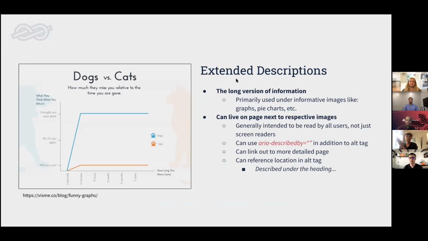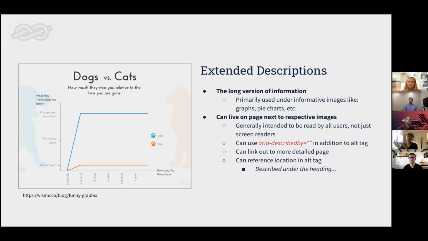Moving on to extended descriptions. Extended descriptions are a variant of alt text. You normally want to use it in addition to alt text whenever you have an image that just has a lot of data packed into it. Say any graph, any pie chart, maybe even an image of a certain species on a scientific website, and you just really want to describe that image.